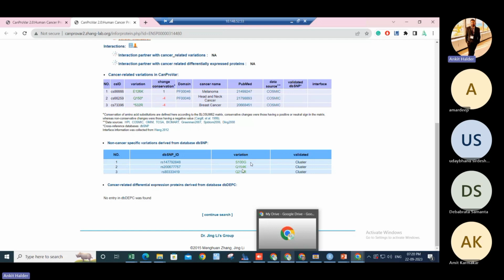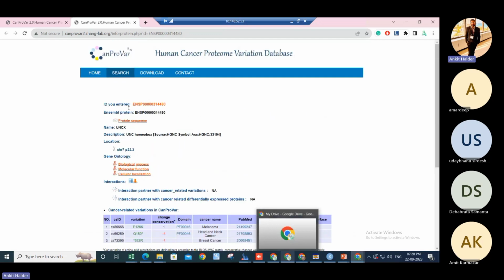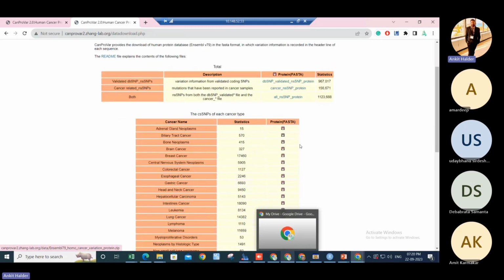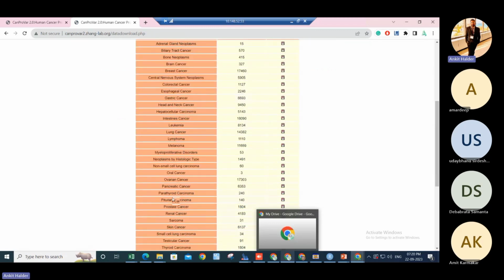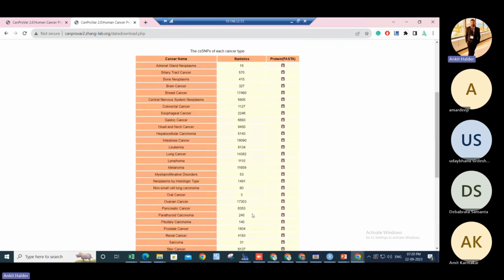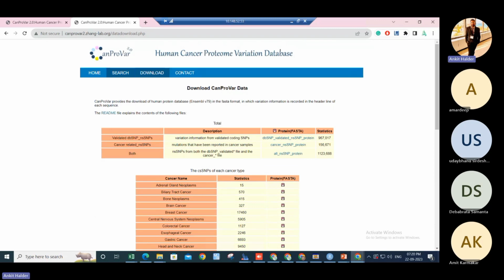Then you have Q154K and all those. Here they were mentioning the proteins, and you can download the validated dbSNPs, cancer resistant nsSNPs. From here you can get the cancer related data: head and neck, lung cancer, pancreatic, renal. Anything you can, the database can provide data, so you can easily go and download it.